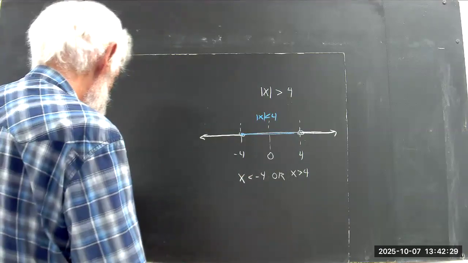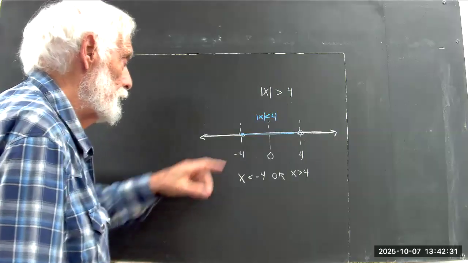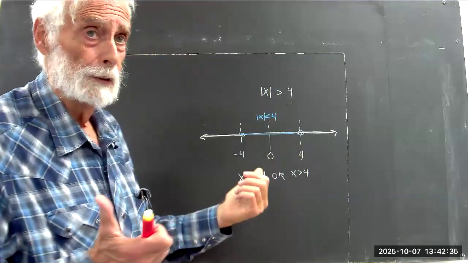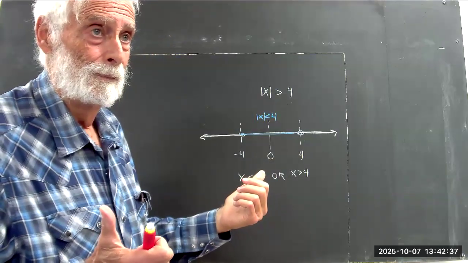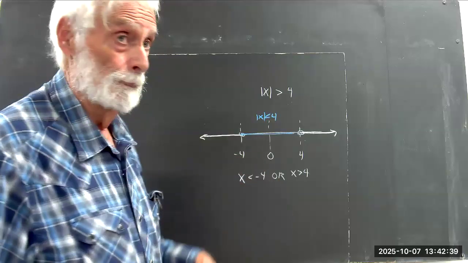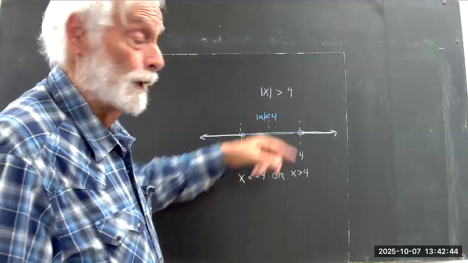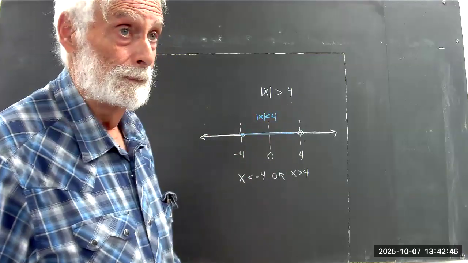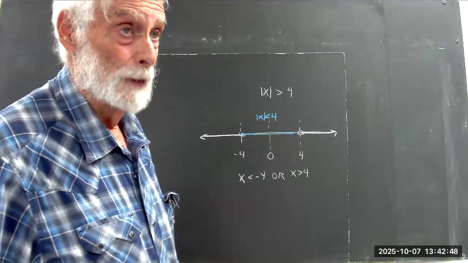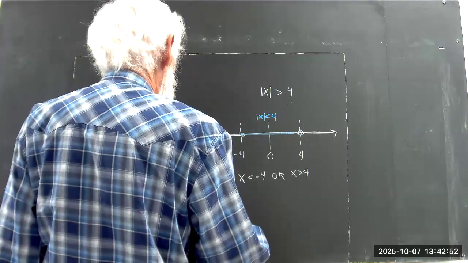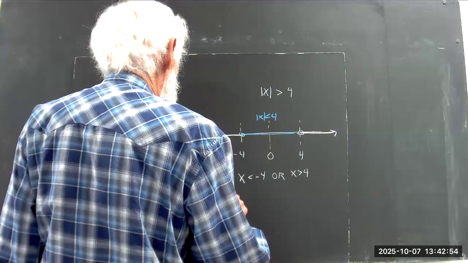So an absolute value greater than something always gives you two sets, and x is in one or the other. An absolute value less than a number always gives you one set, one interval.